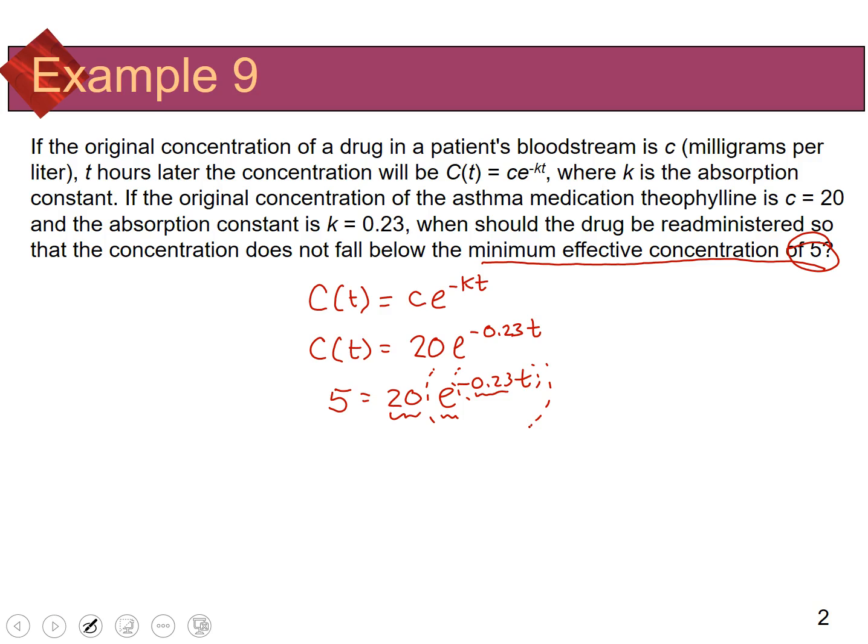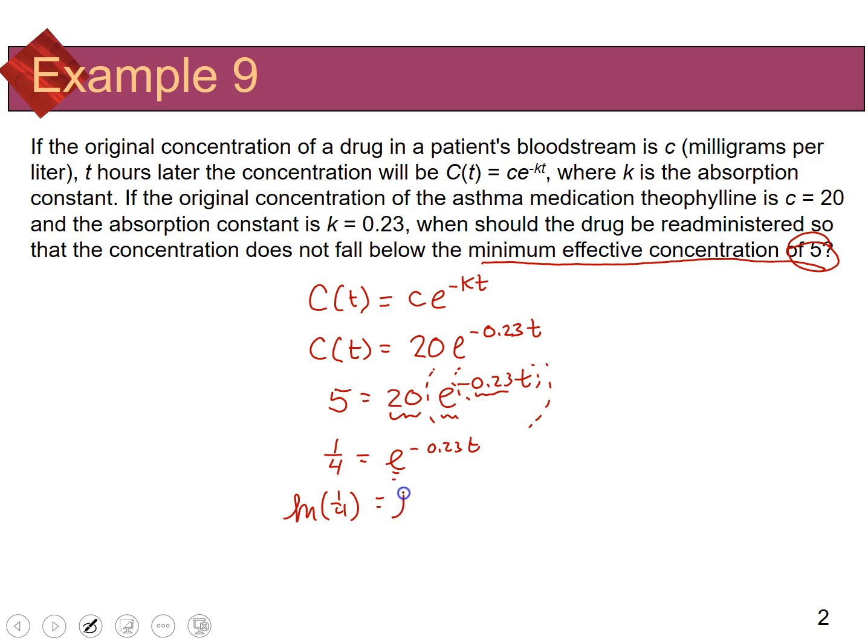So I'm going to divide both sides by 20 because the 20 is being multiplied. I get 1/4 or 0.25, whichever way you want to write it, equals e to the negative 0.23 t. The next thing that has to go is the e. Now, the best way to get rid of e is to do its inverse. What I'm going to do essentially is natural log both sides. So when I natural log the left-hand side, I get the natural log of 1/4.